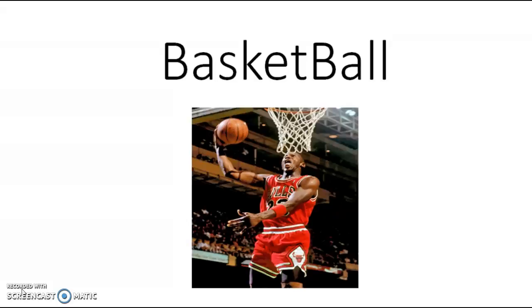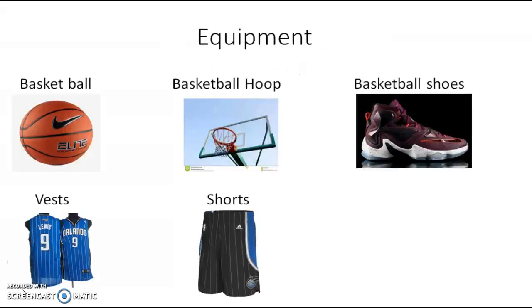Then we're heading to basketball. So what's the equipment for basketball? It's a basketball hoop, basketball shoes, which are very important because they have ankle support, which will make it so you've got support in the ankle, so it's harder to sprain your ankle. Then you've got vests and shorts.